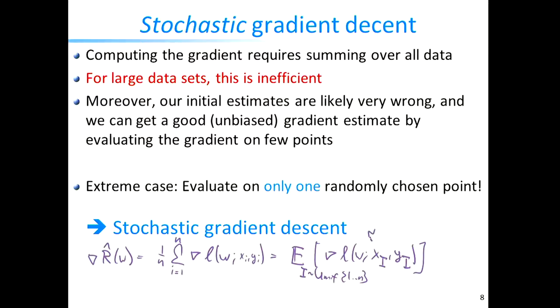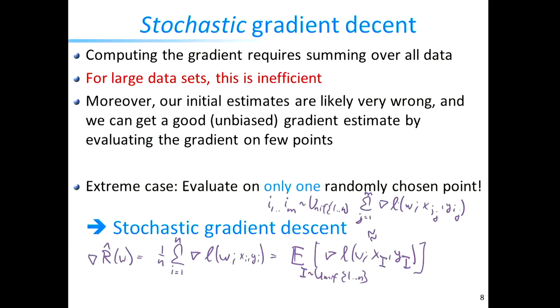So we can basically approximate this by a sum of I1 up to IM drawn from this uniform distribution on the whole data set, of the gradients taken only at those points that we've picked, x_{i_j} and y_{i_j}, with j from 1 up to M. So that's the idea. Okay?